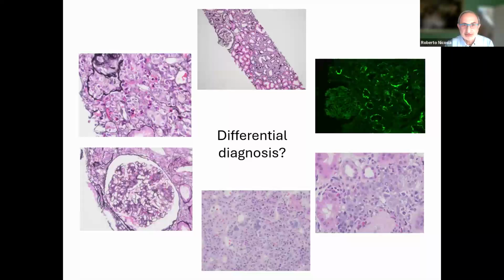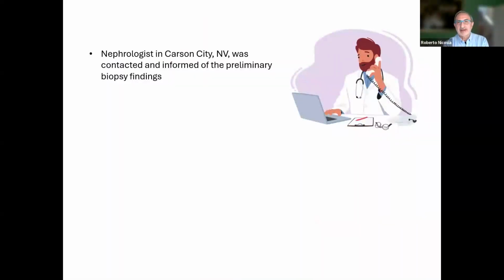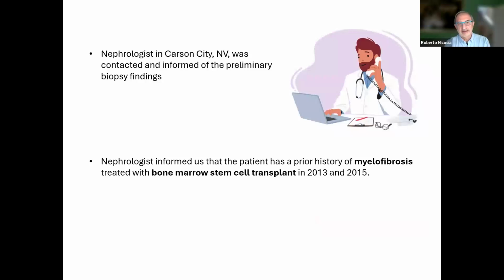And before I share my thoughts, I just want to tell you that I called the doctor and he informed us that the patient had a prior history of myelofibrosis, which had been treated with bone marrow stem cell transplantation in 2013 and 2015, twice. So perhaps the first attempt at bone marrow stem cell transplantation was unsuccessful. It was repeated again. So essentially, 10 to 12 years ago, the patient received a bone marrow stem cell transplant for the myelofibrosis.